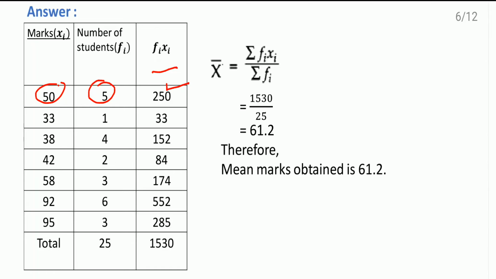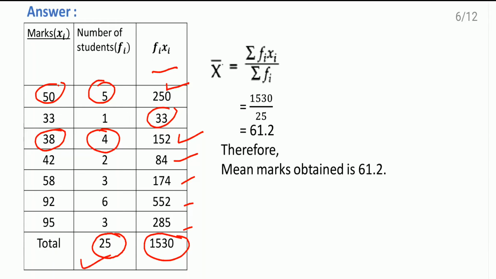So 33 into 1, which is 33 here. 38 into 4, that means 4 students got 38 marks each. So 38 into 4 we got this number. Same way we got these numbers, and finally we did the addition, summation of fi xi, and this 25 is the summation of all the frequencies. It means that the total number of students are 25 here.